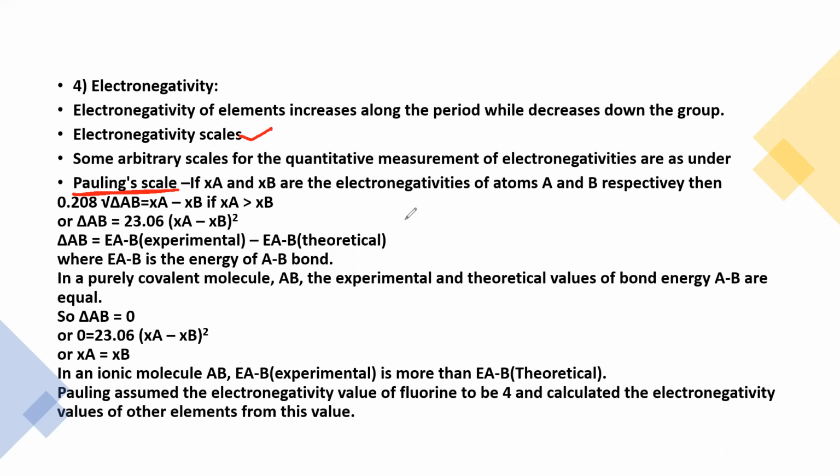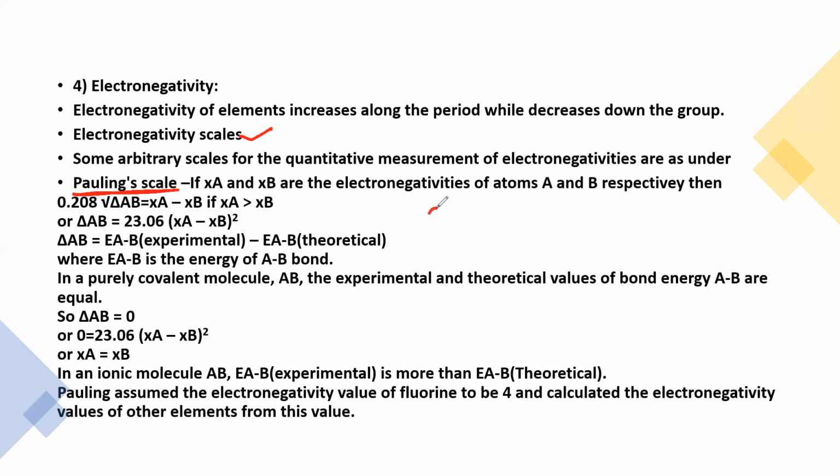So what is the Pauling scale and how to find the electronegativity value? It's very important from the objective point of view. You have to remember these formulas. All the formulas are important. So if XA and XB are the electronegativities of atoms A and B respectively, suppose we are going to calculate the electronegativities of two elements.